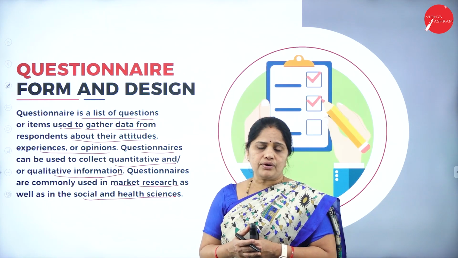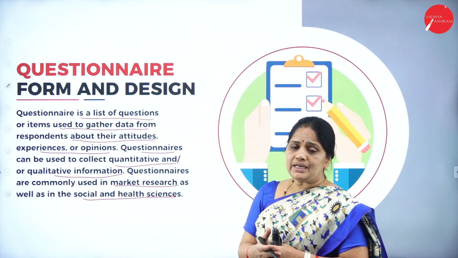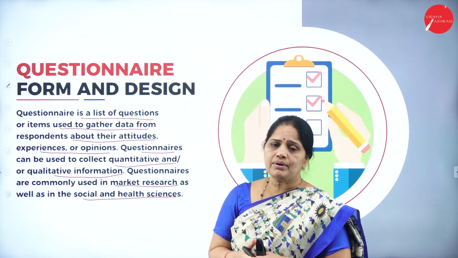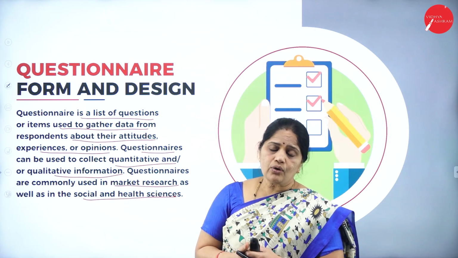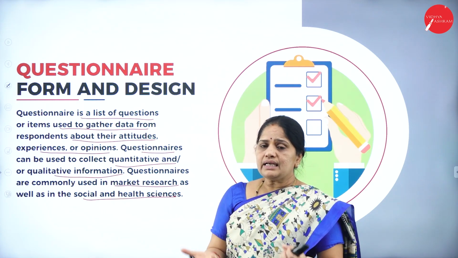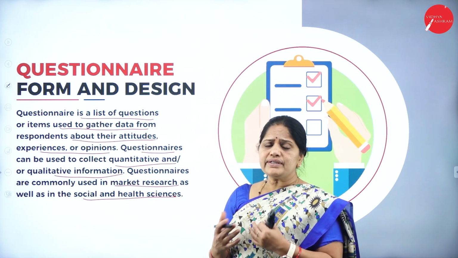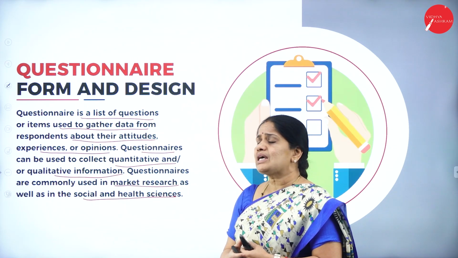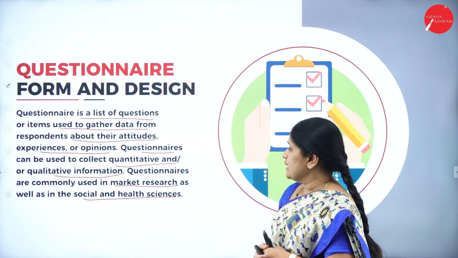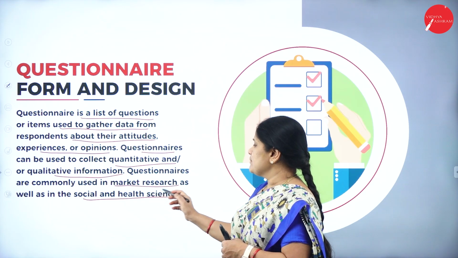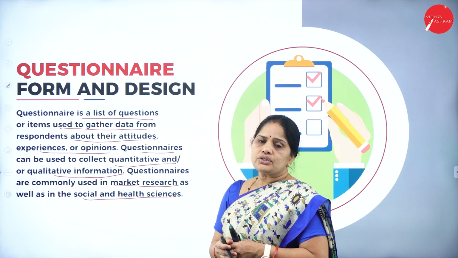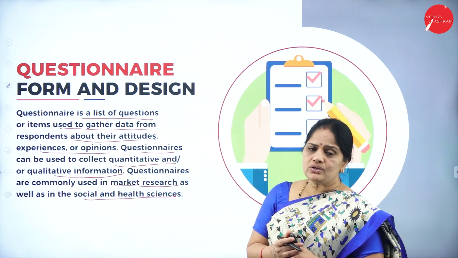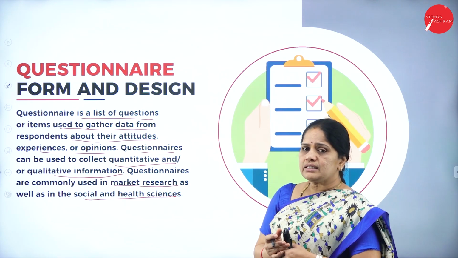So qualitative information means their opinion about the product, their opinion about the extra features whatever they need in the product, or their opinion about the entire business organ, anything, whatever the opinion of the people, it can be collected with the help of a questionnaire. So questionnaires are commonly used in market research as well as in social and health sciences. So usually in market research we make use of the questionnaire, otherwise in the social research.